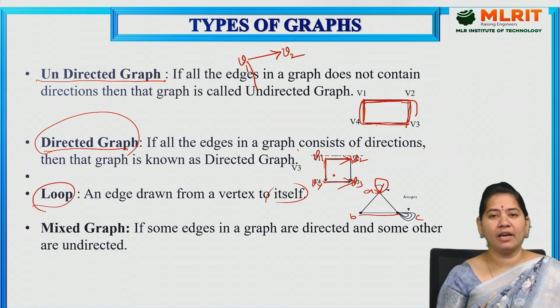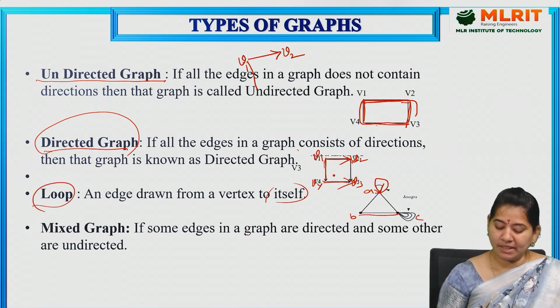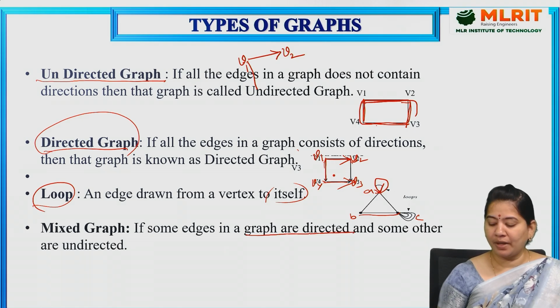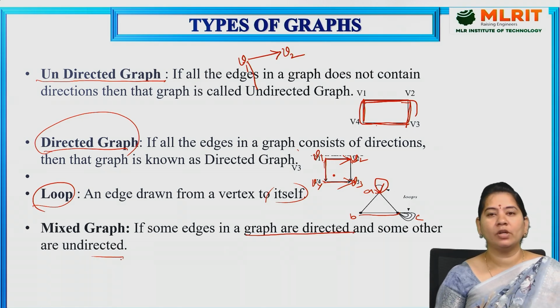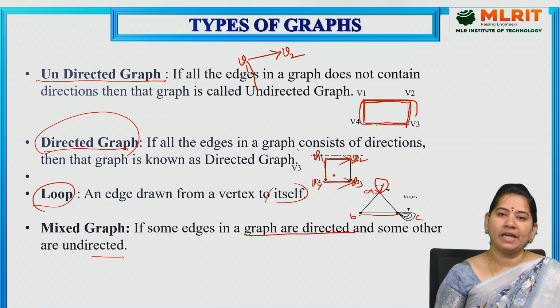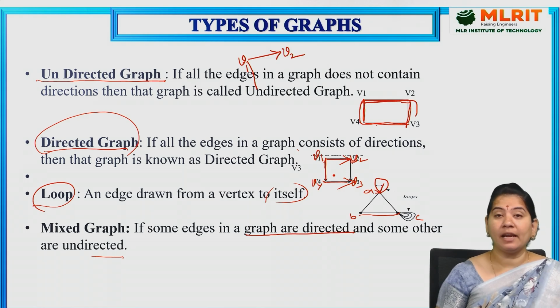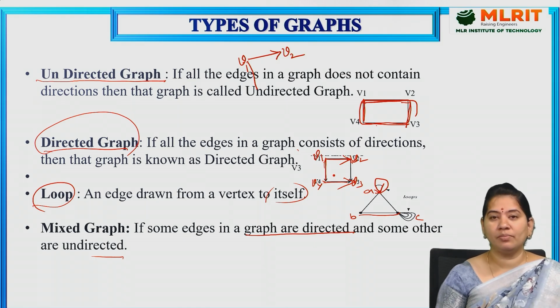In the same way we have a mixed graph, if some edges in a graph are directed and some others are undirected. As we have just seen, directed means having directions and undirected means not having any directions. But in a graph, if some edges have directions and some other edges do not, then we can say it is called a mixed graph.